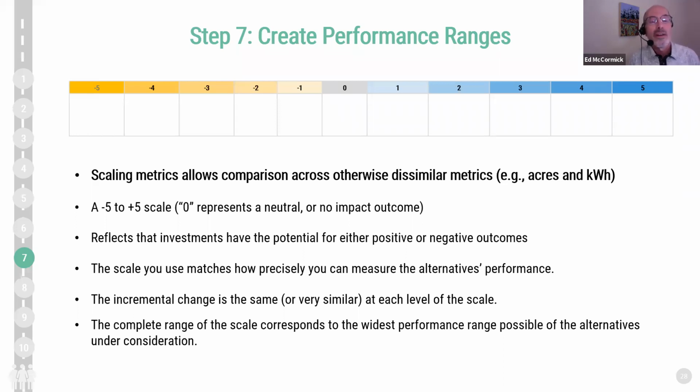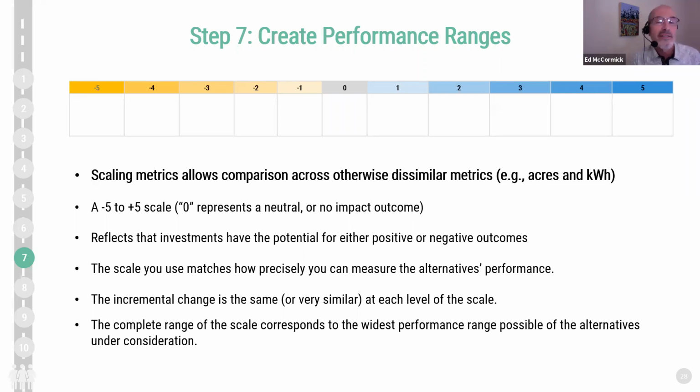And in this case, we're showing a -5 to +5 scale, where 0 represents a neutral, no impact outcome. 0 is, for example, where you may have no net increase or decrease in energy production or consumption from a particular project alternative. Where the pluses are to the right side, the 1 all the way up to 5. The 5 would typically be the highest range across all of your alternatives, what you might be able to achieve. And we're going to show you that in a future slide here shortly.